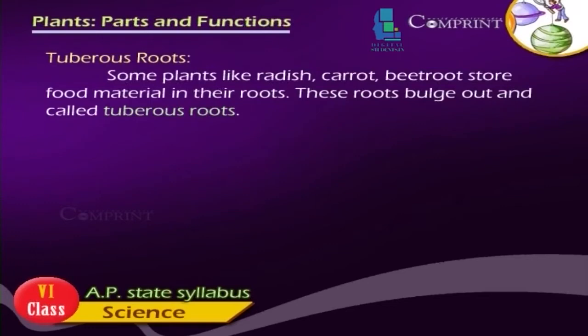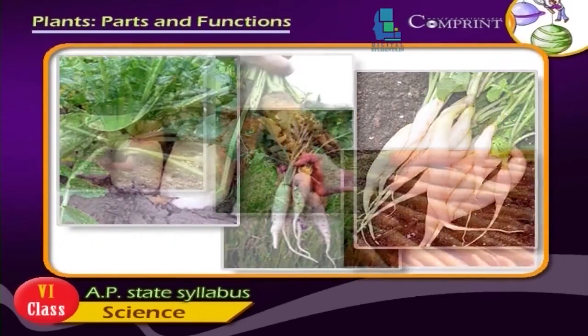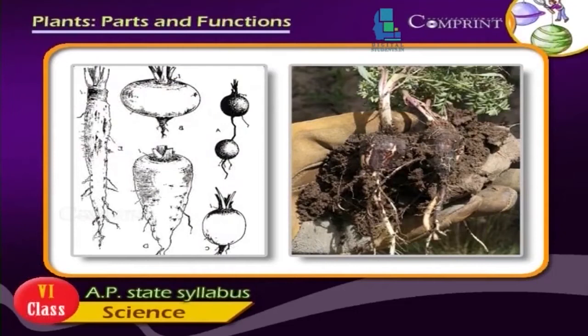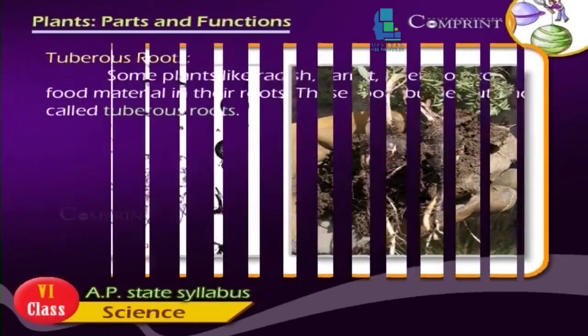Tuberous roots. Some plants like radish, carrot, beetroot store food material in their roots. These roots bulge out and are called tuberous roots.